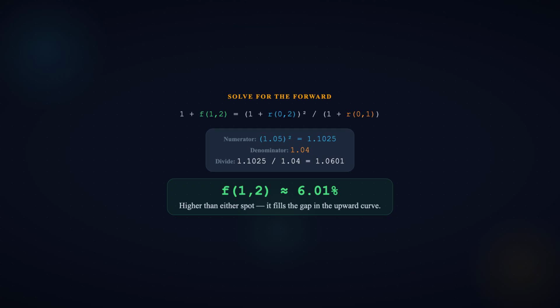0.0601, or about 6.01%. So the forward rate from year 1 to year 2, implied by today's spot rates, is roughly 6%. That is higher than either spot rate. It has to be because the 2-year spot is above the 1-year spot. The forward is the rate that fills the gap and keeps the no-arbitrage equality balanced.